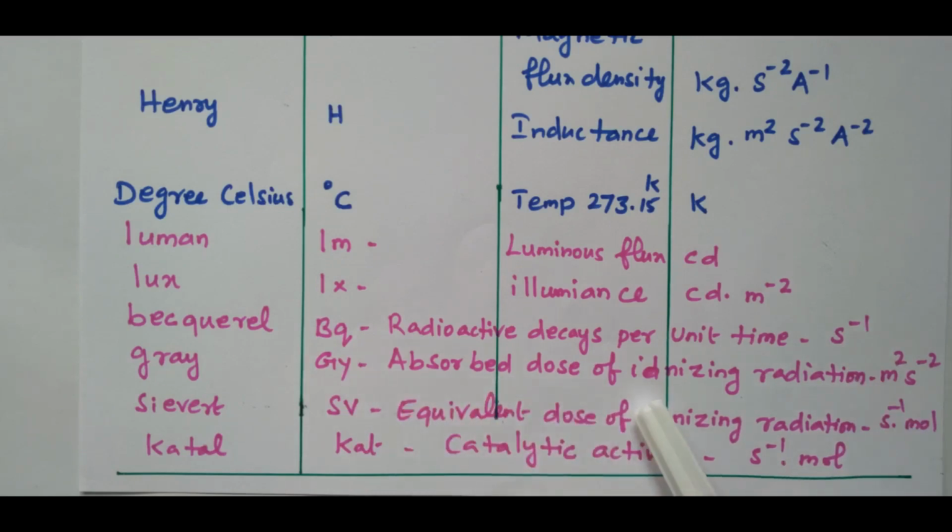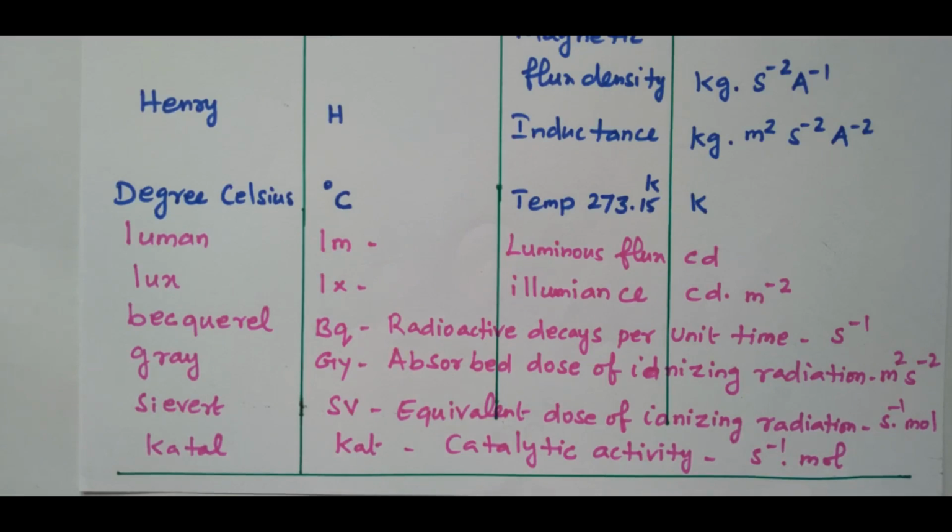Absorbed dose of ionizing radiation: Gray, Gy, m²·s⁻². Equivalent dose of ionizing radiation: Sievert, Sv, s⁻¹ mole. Then catalytic activity: that is katal, kat, s⁻¹·mol. So these are all the 22 derived units, obtained from the base units.